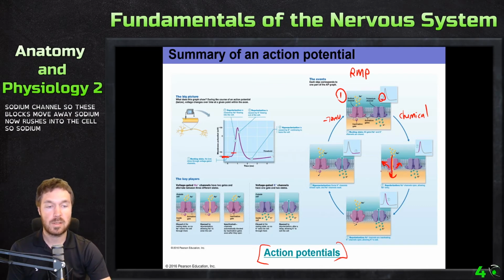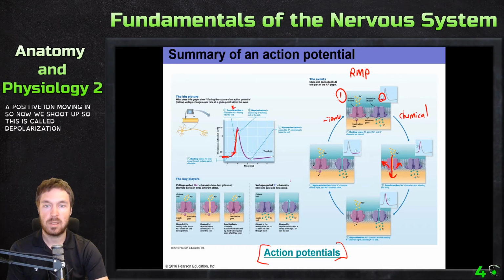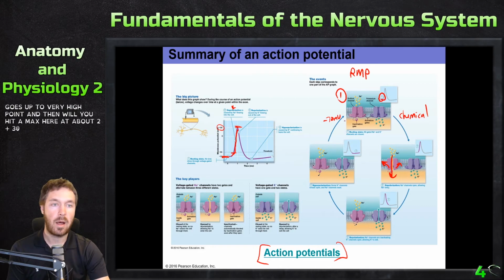So sodium is going down its concentration gradient and down its electrical gradient. We have a positive ion moving in, so now we shoot up. So this is called depolarization. Depolarization is when it goes up to a very high point, and then we hit a max here at about plus 30 millivolts. At that point, something happens, of course.